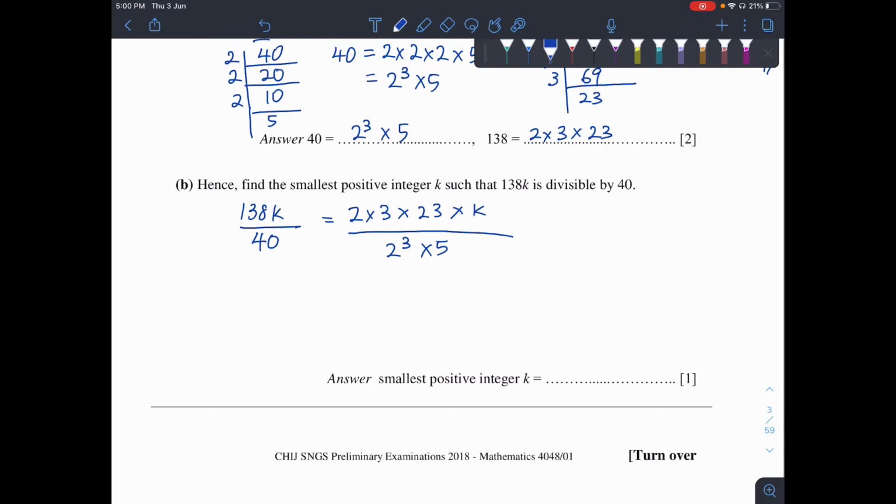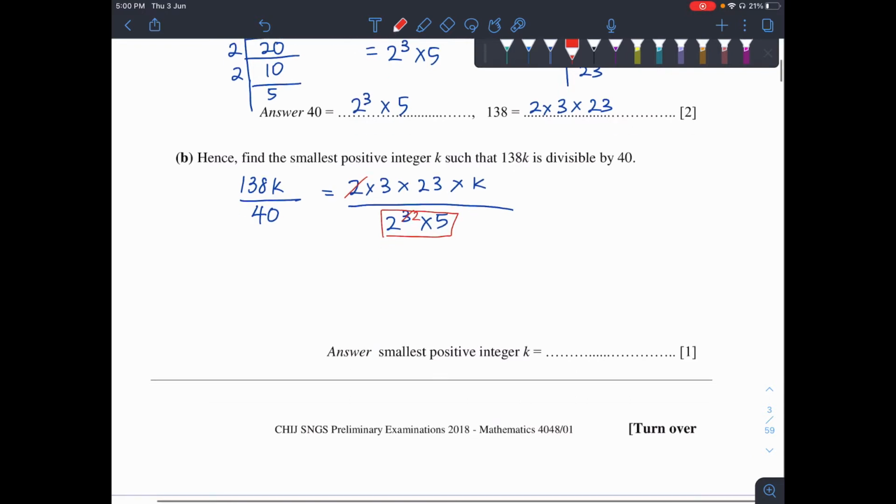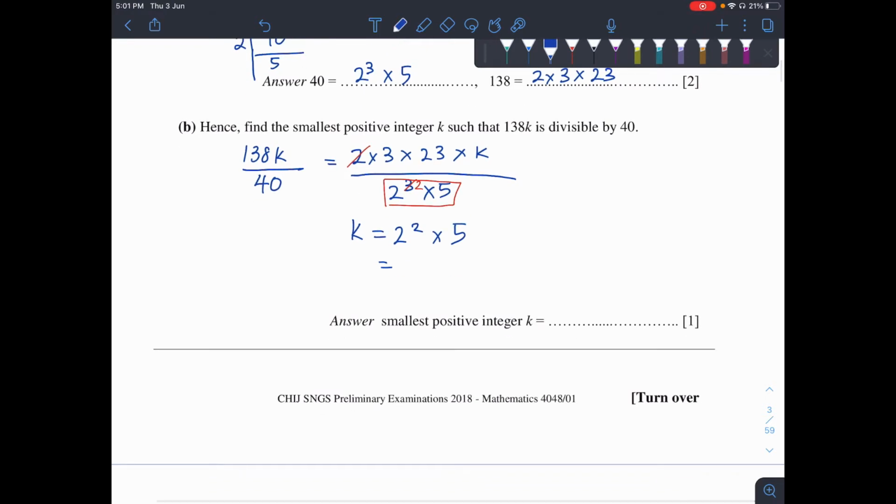So right now we see that 2 can be cancelled out and it will give you a remainder of 2 squared, and then 3 and 23 they cannot be divisible by either, but you still have a remainder of 2 squared times 5 over here. So that's why k would be 2 squared times 5. Okay, and this will give you 20.